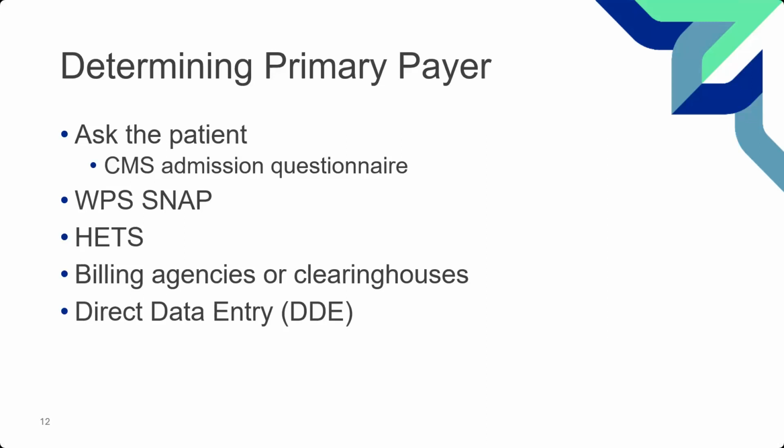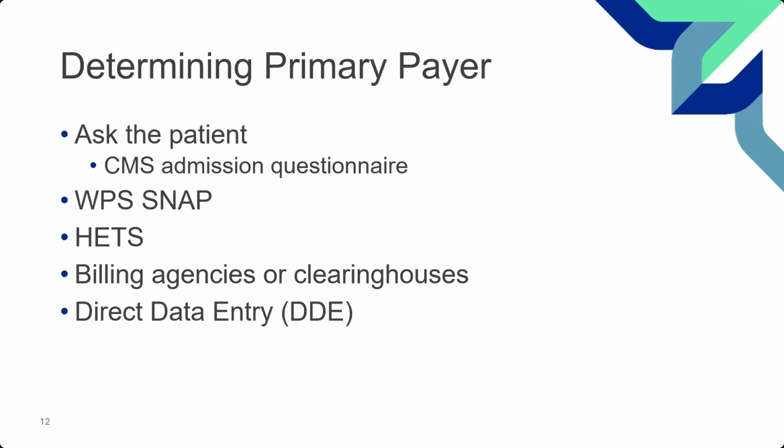HETS stands for HIPAA Eligibility Transaction System. This is a product that is provided through CMS that allows users to check Medicare eligibility data in real time. It does involve the transfer of electronic files, so your office or facility would need to be set up for that. Most likely you are, because the majority of our claims are received through electronic transmission. Now, if you are a provider who uses billing agencies or clearinghouses, you can obtain eligibility information from them.